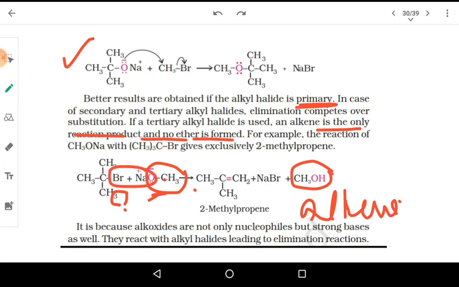As a result, there is a beta elimination reaction happening over there, and as a result of beta elimination we get the alkene over here. If there is a possibility for beta elimination, as a result of that, we can get alkenes also.